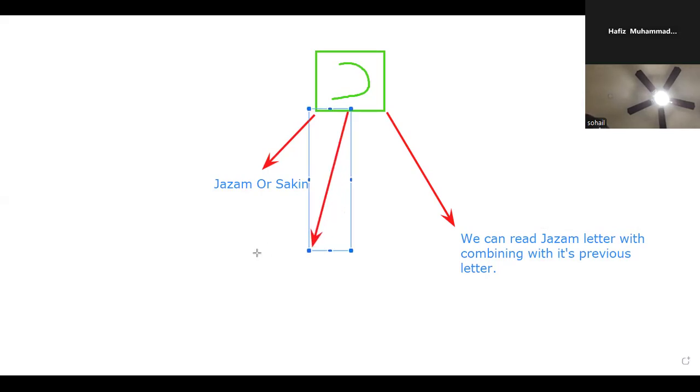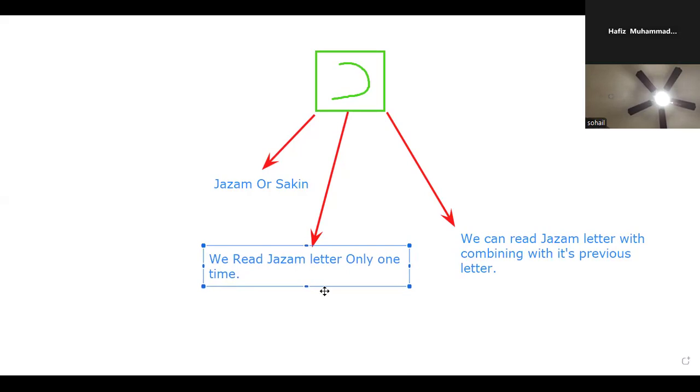Third question. How much time do we read the jazm letter? The answer is we read jazm letter only one time, combining with its previous letter. Okay, do you understand all these three lines?